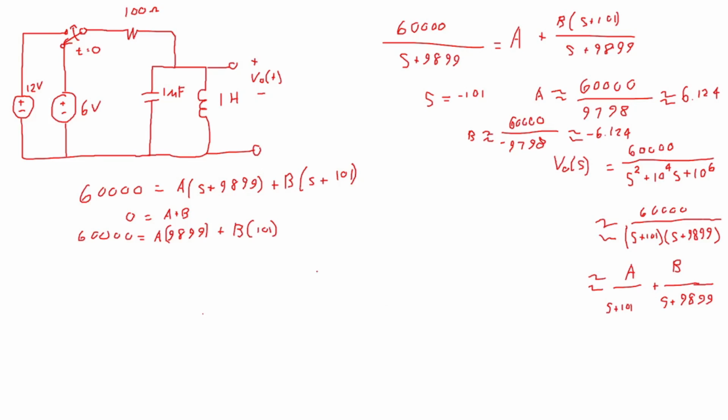So that tells us then that V out of S is approximately 6.124 over S plus 101 minus 6.124 over S plus 9899.